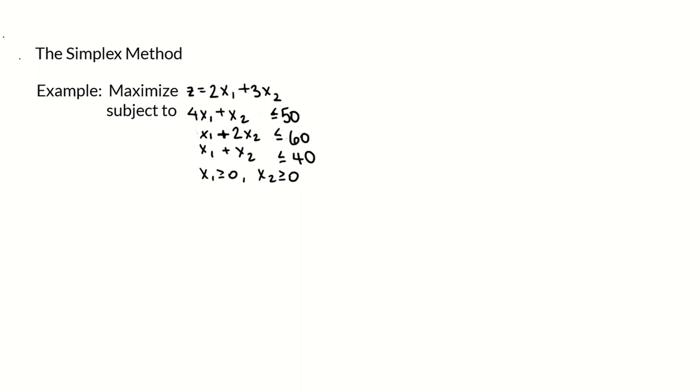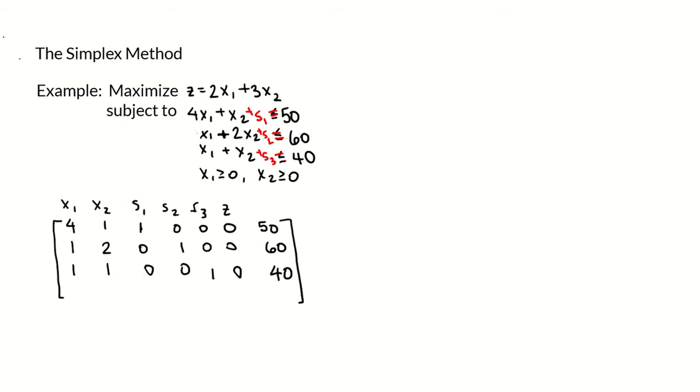change these two equations. So in this first inequality, 4x1 plus x2 less than or equal to 50, we'll add our slack variable 1 on the left side and change it to an equal sign. Second equation, we'll add our slack variable 2 on the left side and change it to an equal sign. Third equation, we'll add our slack variable 3 and change it to an equal sign. And then we set up our simplex tableau.